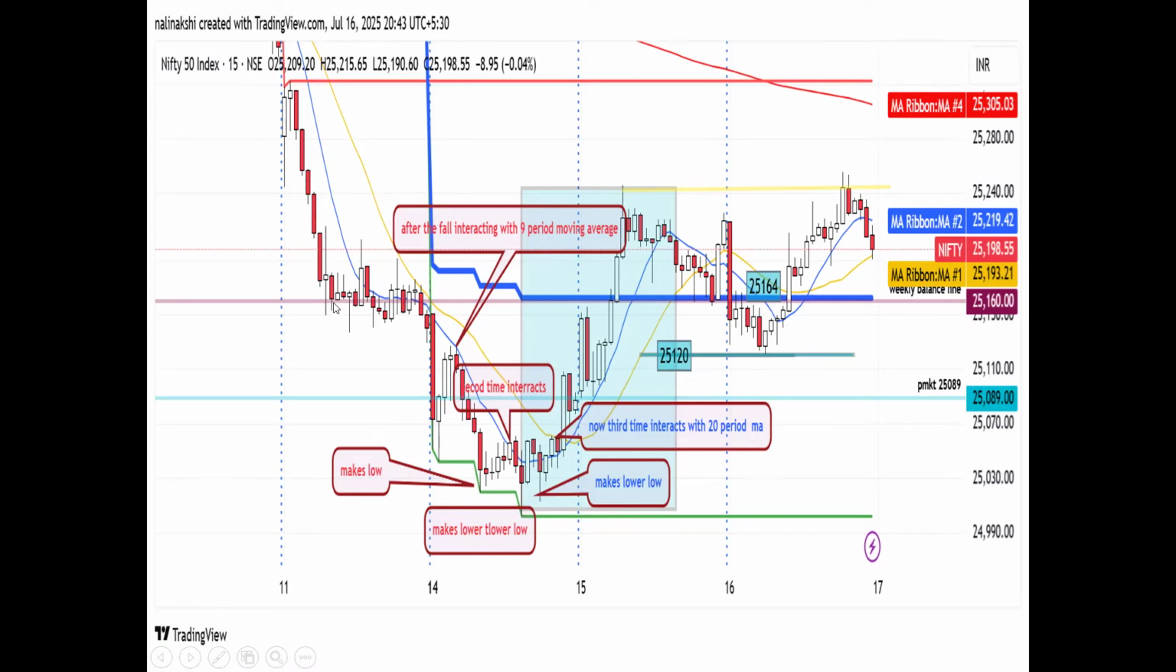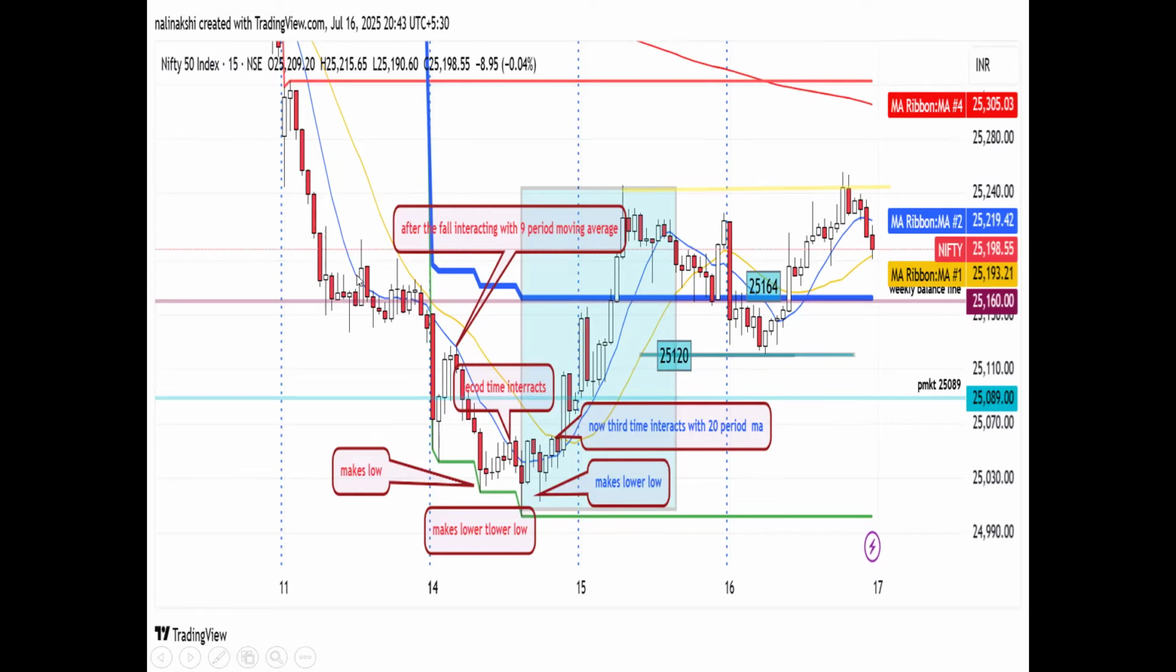It went sideways. You can see the interaction of the moving average, but it was not showing any strength. Why? Because you can see after the fall, a doji was formed. Doji was formed and then the market started coming down. You can see the candles over here, and a pin bar has formed, making a lower low. And then price started moving higher.